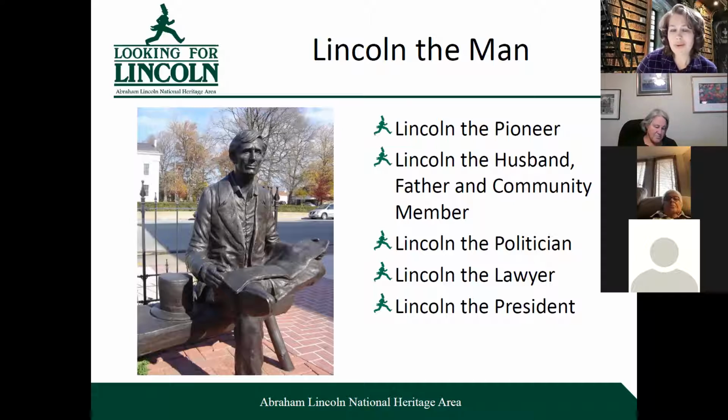We talk a lot about Lincoln the politician, both Lincoln while he was serving in the Illinois legislature and running for the US Senate, and then of course as president, but also the politics that he gave as political speeches when he wasn't a candidate but was very involved in politics. We talk about Lincoln the lawyer, his profession, what he did to earn money. And of course, we talk about Lincoln the president.